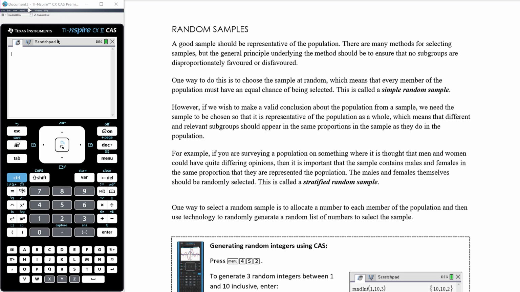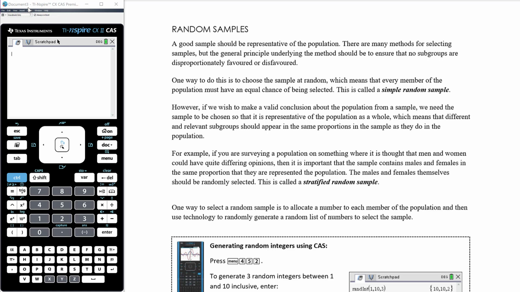So a good sample should be representative of the population, and there are many methods for selecting samples, but the general principle underlying the method should be to ensure that no subgroupings are disproportionately favoured or disfavoured. Okay, so the way we collect the sample shouldn't ensure, for example, that people in a particular postcode are more likely to be selected. It shouldn't ensure that women are more likely to be selected, whatever it might be. Okay, so it should ensure that every subgroup is equally likely to be selected. And so one way to do this is to choose a sample completely at random, which means that every member of the population must have an equal chance of being selected.